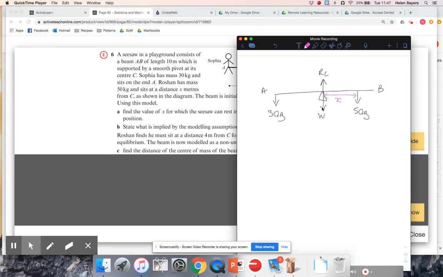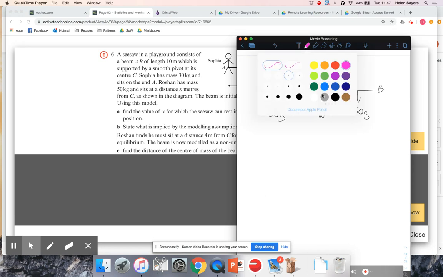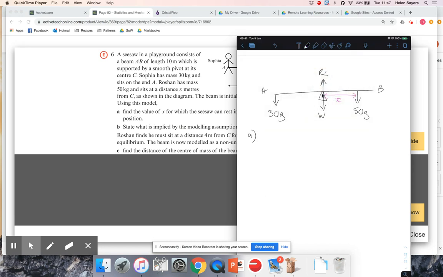Now, there's a bit of a clue on how to tackle this in that they haven't told me the weight of the seesaw. So I can't get the reaction at C, because the reaction at C is going to be that plus that plus that. So if I don't know the weight, I can't say what the reaction at C is. So if I don't know the reaction at C and I don't know the weight, I've got an issue. So basically, the way I get around that is I take moments about C.